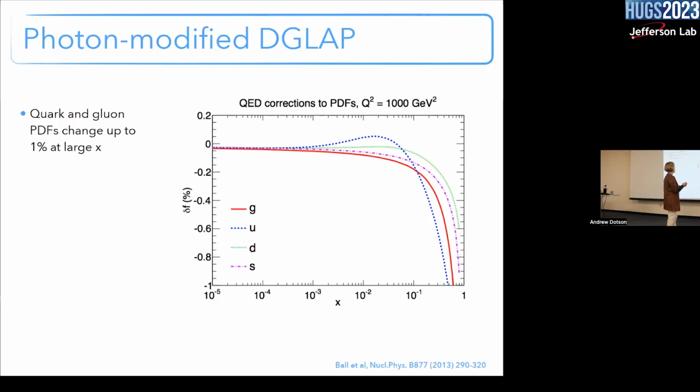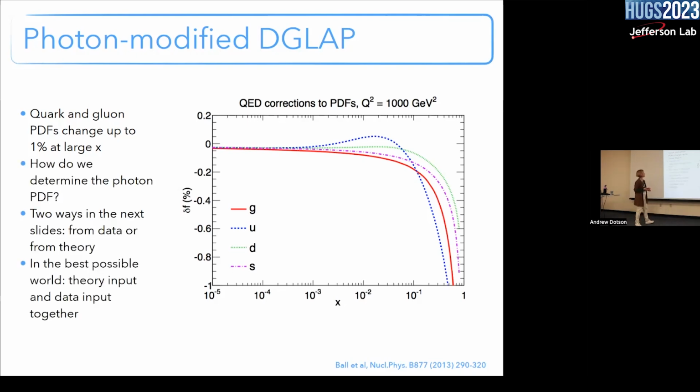But basically what you can see here is that 0 means nothing changes. As you go to large x, the gluon distribution, the up, the down, and the strange distributions become smaller, up to a factor of 1%, because of the fraction of momentum that is carried by the photon instead of by them. So they lend some of the proton momentum to the photon. So there is a change also in these distributions.